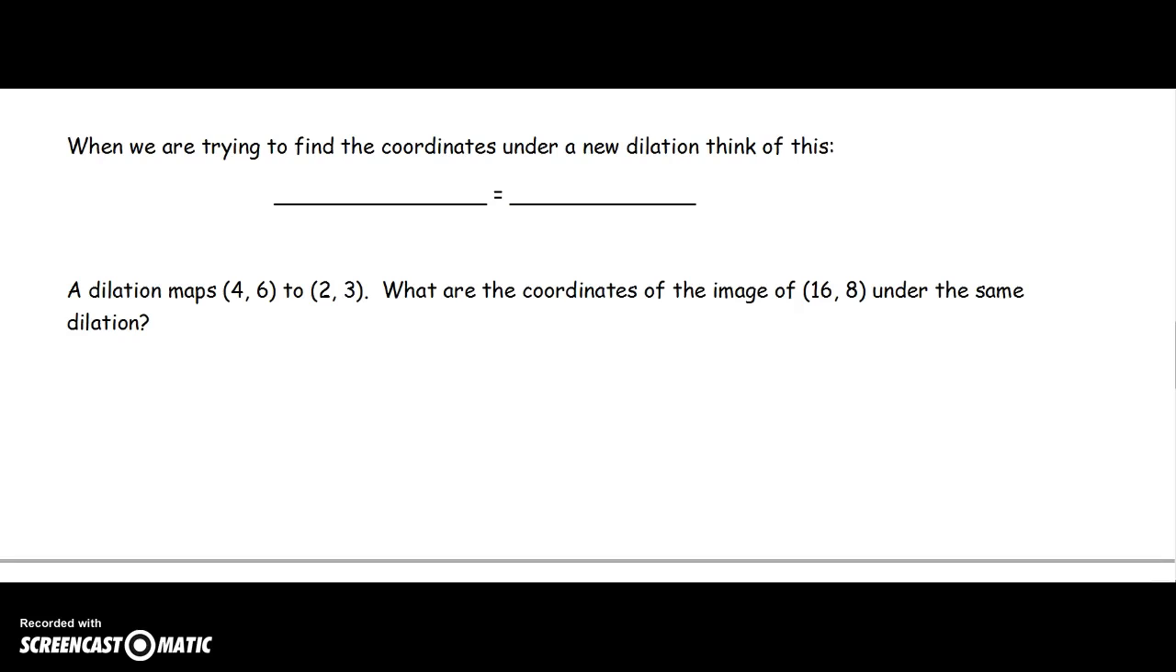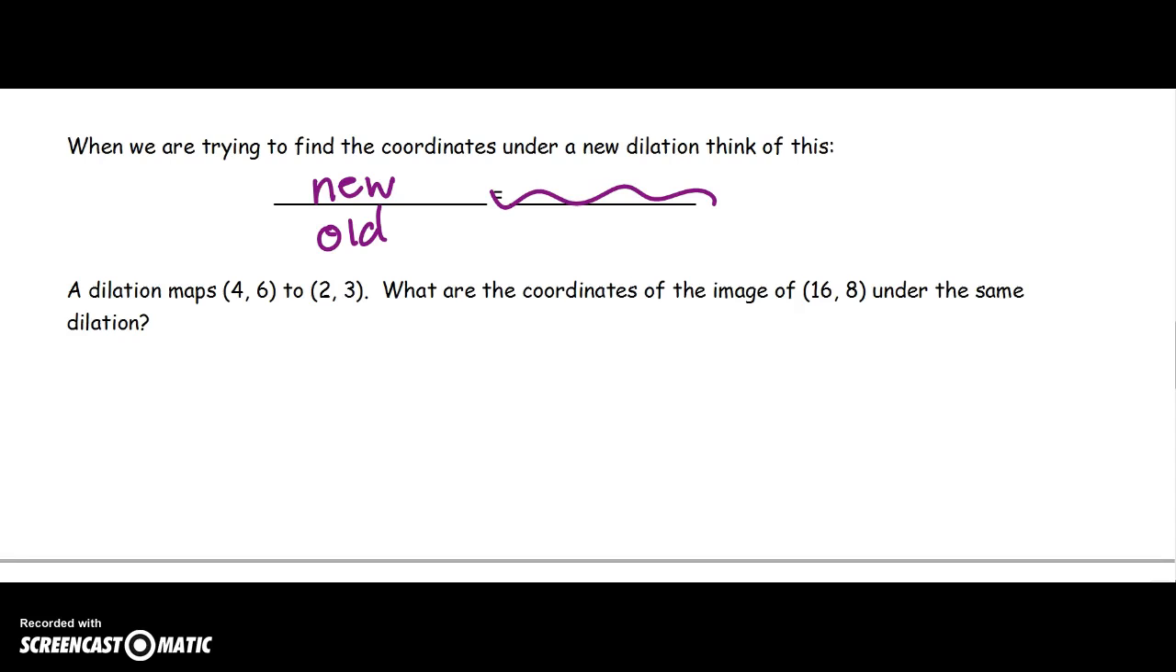So when we are trying to find the coordinates under a new dilation, think of this: new to old. What I'm telling you is that if I give you, like we did in the last problem, B is this point, under the dilation that I gave you, then the coordinate notation was now a different point. We made it bigger in the last example. But here I'm giving you 4, 6. We put it through the dilation, and now it's 2, 3. So what are the coordinates of this new image under that same dilation?